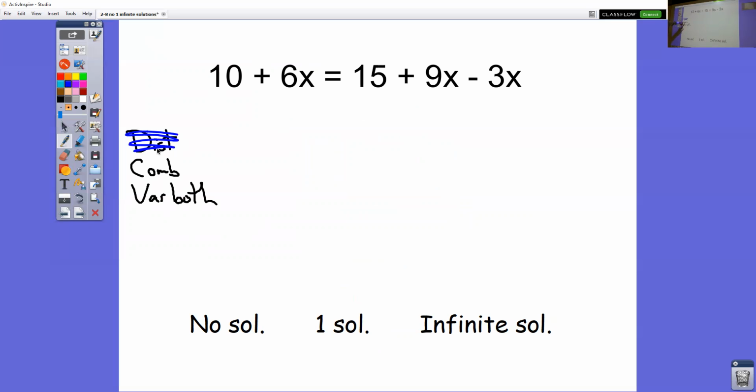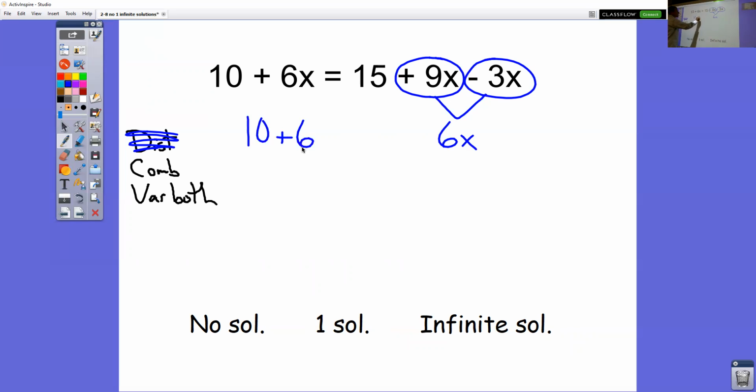Do I have combining like terms? Do I have letters or just plain numbers on the same side of the equal sign that I can add together? Yes, I do. I have a 9x and a -3x. 9x plus -3x is 6x. Bring everything else down that you didn't use yet. So bring down our 10 plus 6x, bring down our equal sign, bring down our 15.